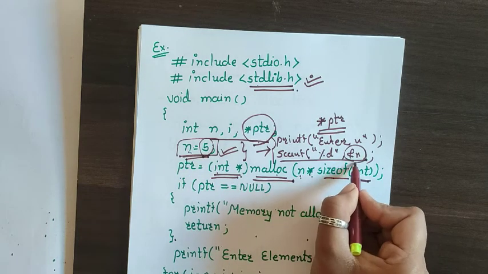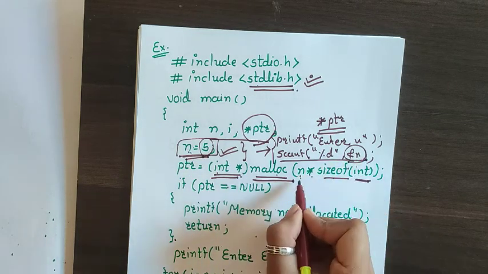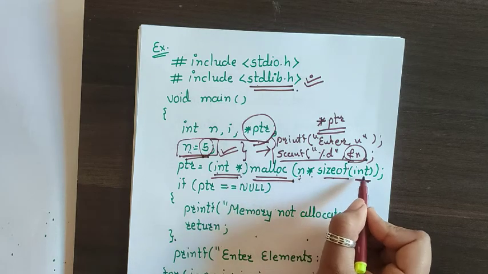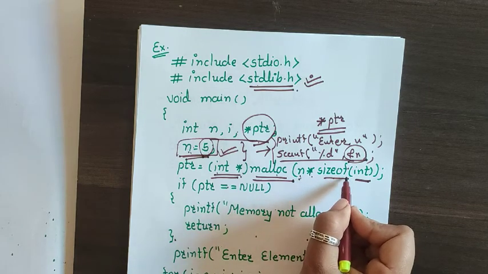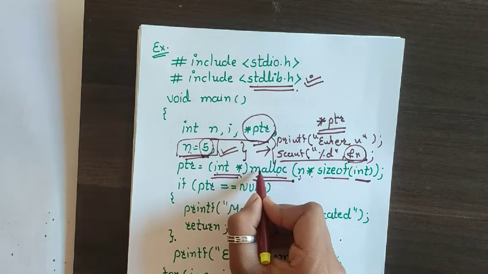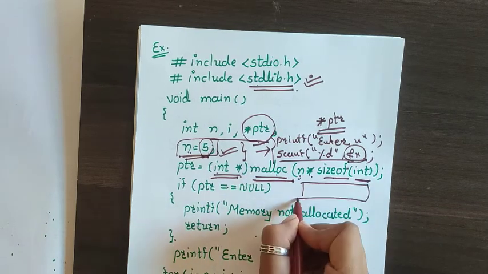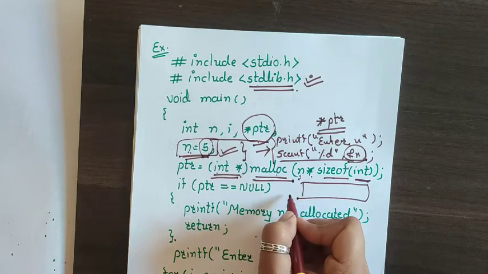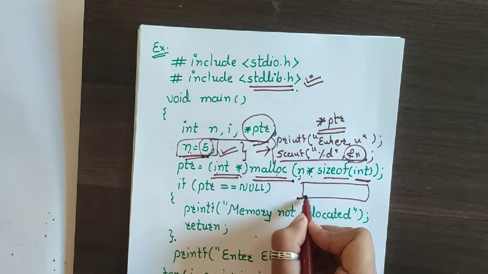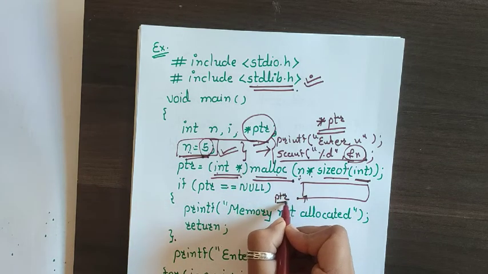So whatever value is stored here, that would be given to this n, and n into size of integer, that is multiplied with 4, and that much block is assigned to our program, and that first location is given to the pointer.